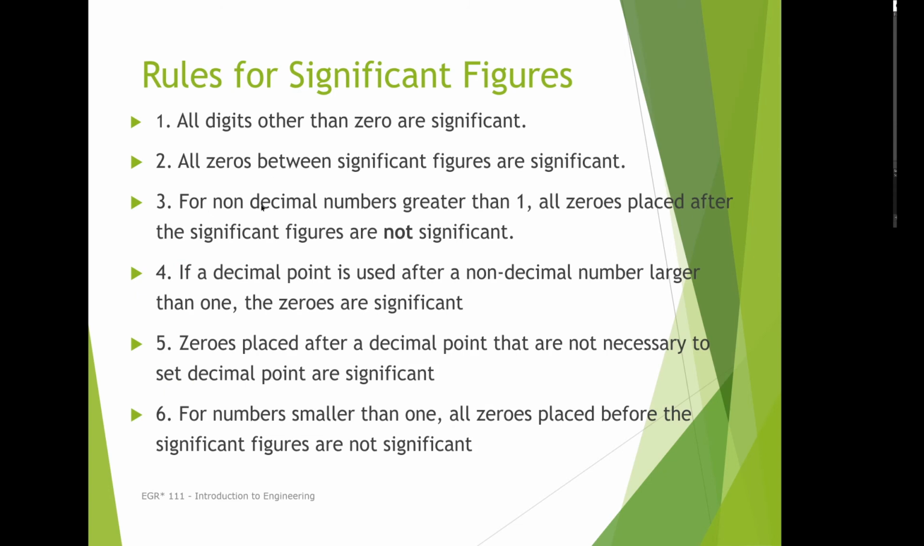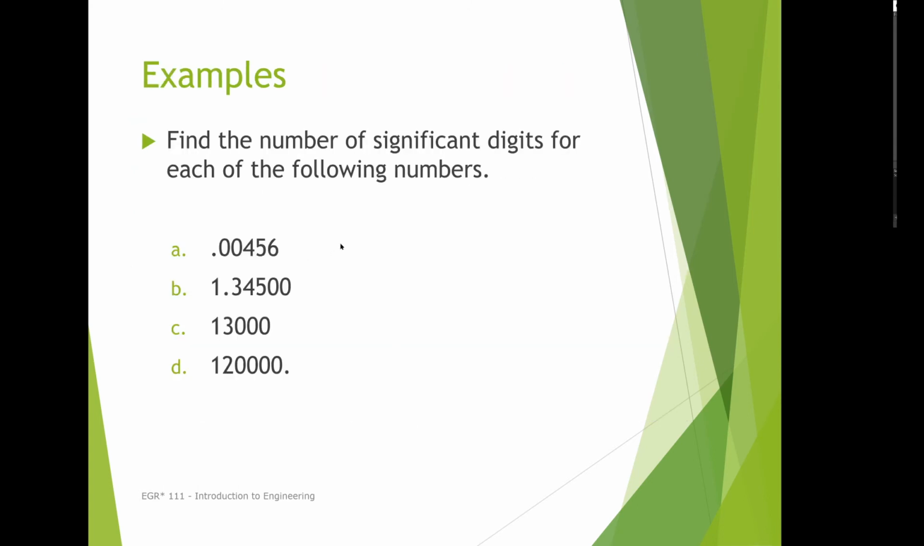And if we look through here quickly, see greater than 1, no. Decimal point is used after non-decimal number larger than 1, no. 0 placed after non-decimal point are significant, no, that's not it. Smaller than 1, all zeros placed before the significant figures are not significant. So the first one, we apply rule 6. All of them we apply rule 1, so apply rule 6, and we're going to have 3. So this will be 3.